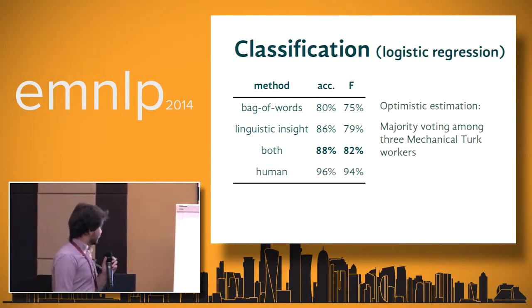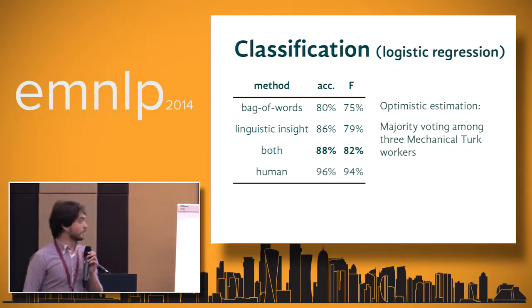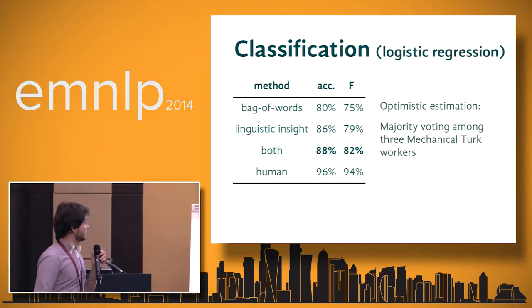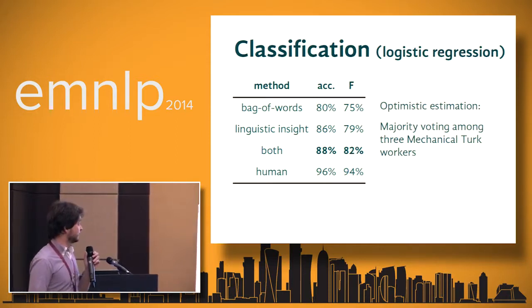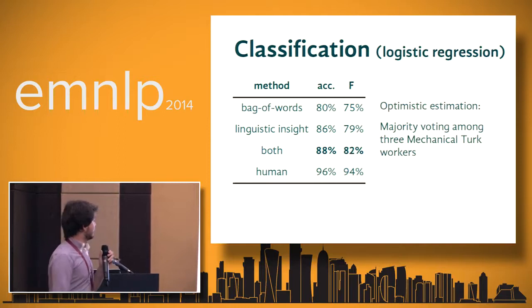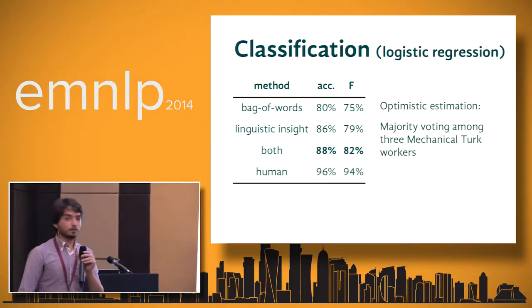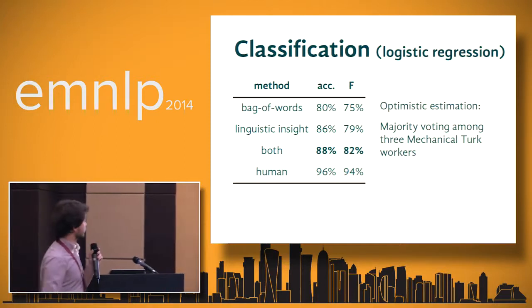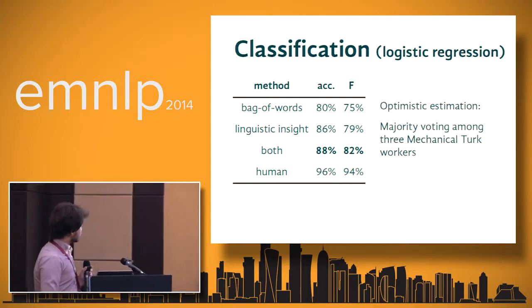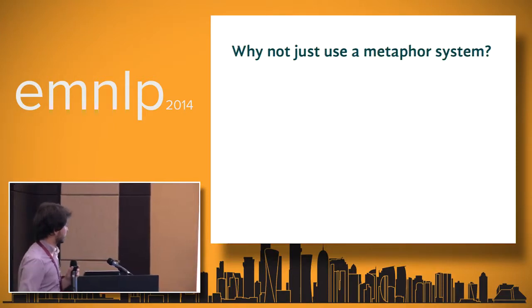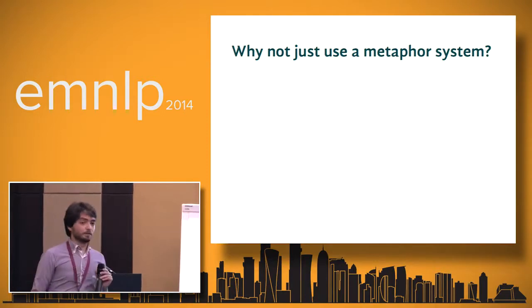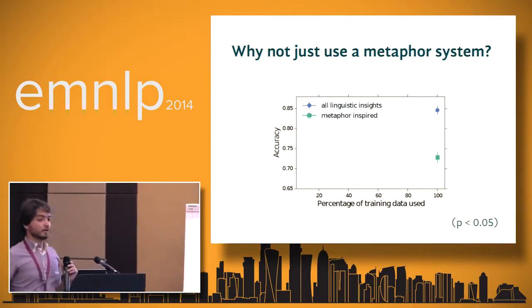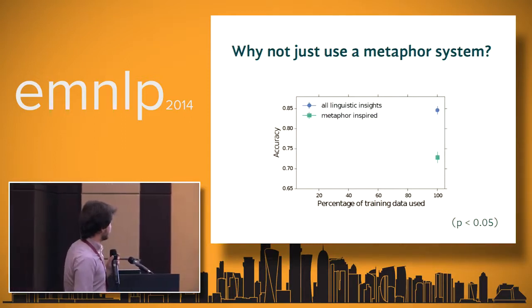Another nice result is that we're doing not too bad with respect to human performance. We estimated human performance in a very optimistic way on this task, as majority voting among three annotators. And we are within 10% of this score, which is a reasonable performance. So we have a system that performs well, but was it worth the effort, or could we have just used some state-of-the-art metaphor system, specifically the metaphor features alone?